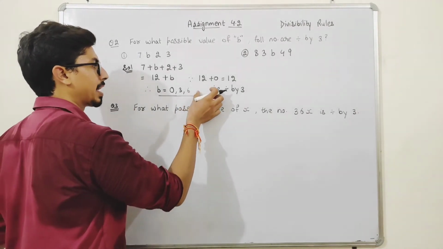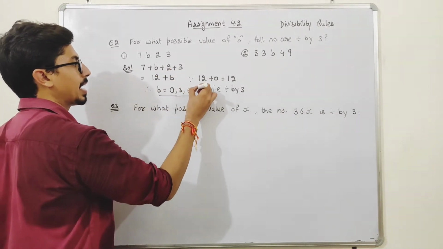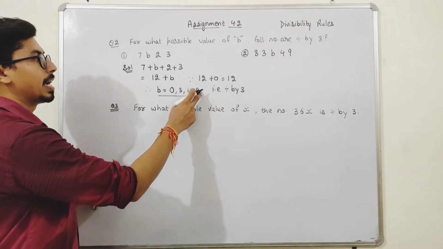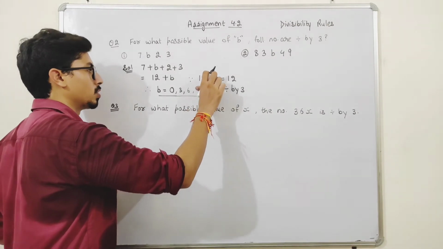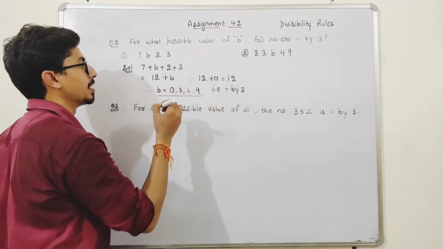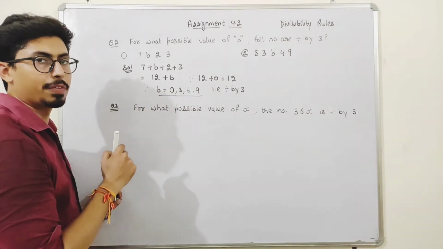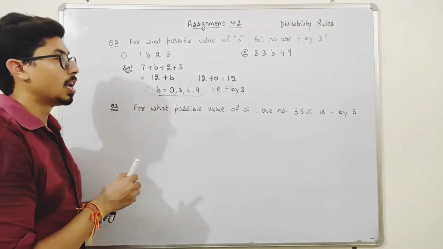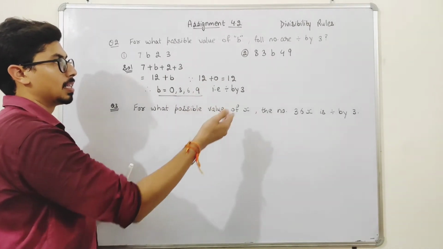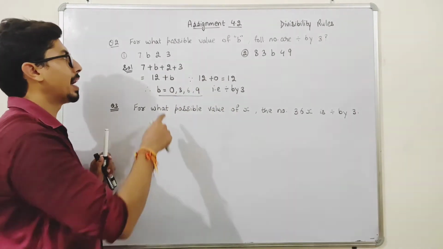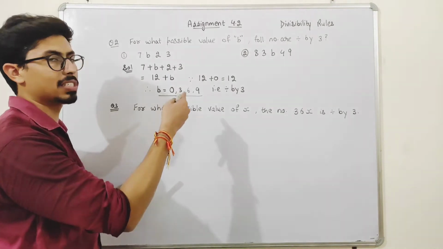What other number can I take? I can take 8 also, because 8 plus 12 is 20. Sorry, I can't take 8. I can take 9, because 9 plus 12 is 21 and 21 is divisible by 3. But I can't move further, because if I move further, the number will be 12, and b is a single digit. So the answers can be 0, 3, 6 or 9.